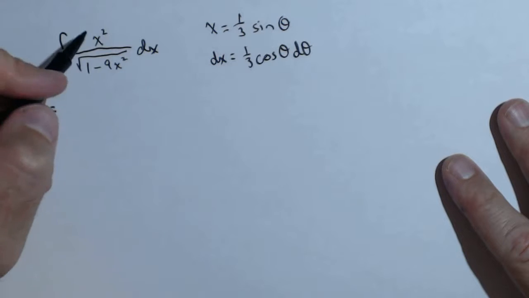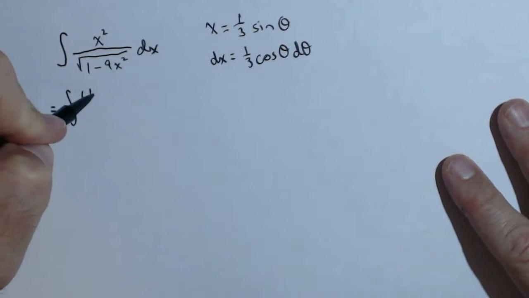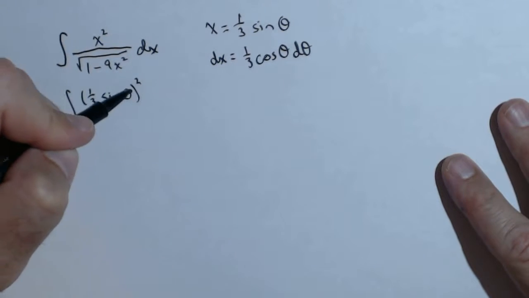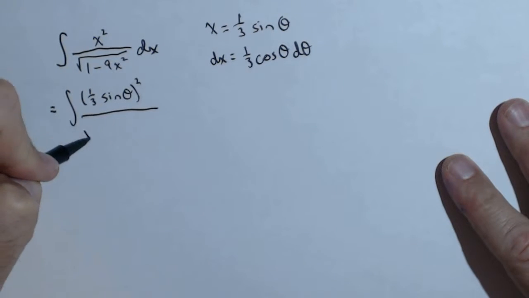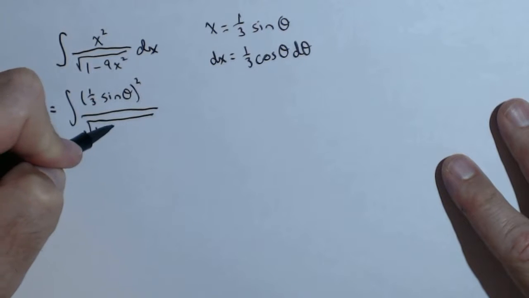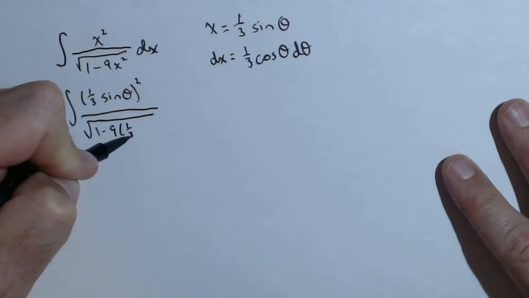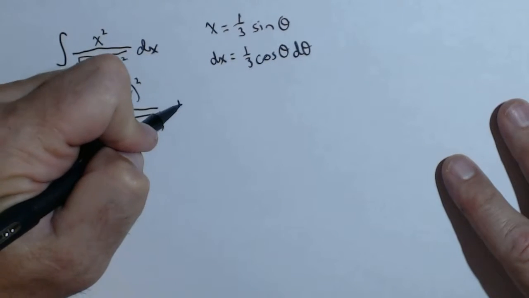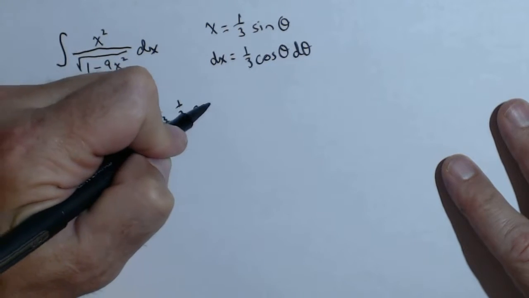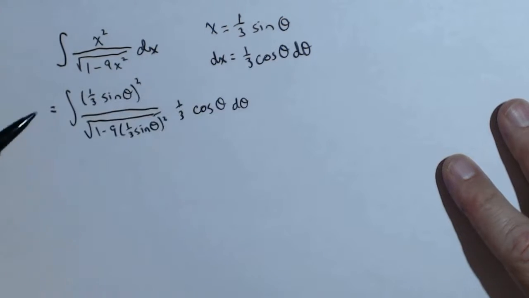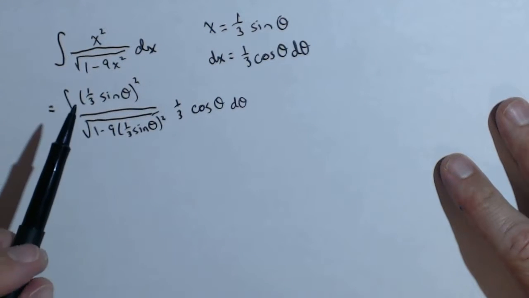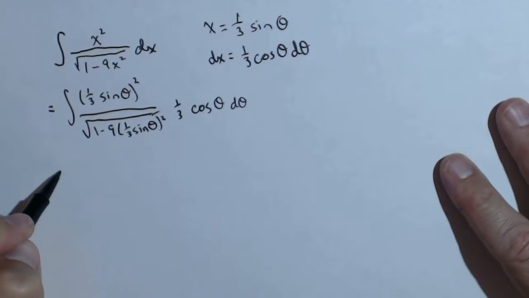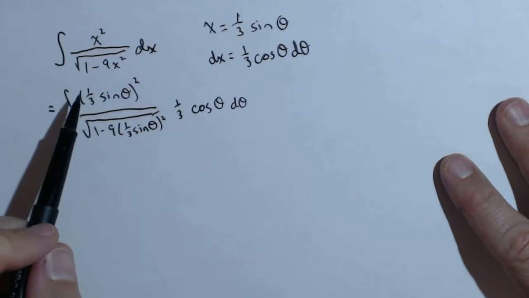And when we substitute these in, we're going to have 1/3 sine of theta squared over square root of 1 minus 9 times 1/3 sine of theta squared, and then our dx is going to go here, 1/3 cosine of theta d theta. Alright, now let's work in terms of theta. We need to do some simplifying. Some of this will simplify nicely, some of it we might have to work with.